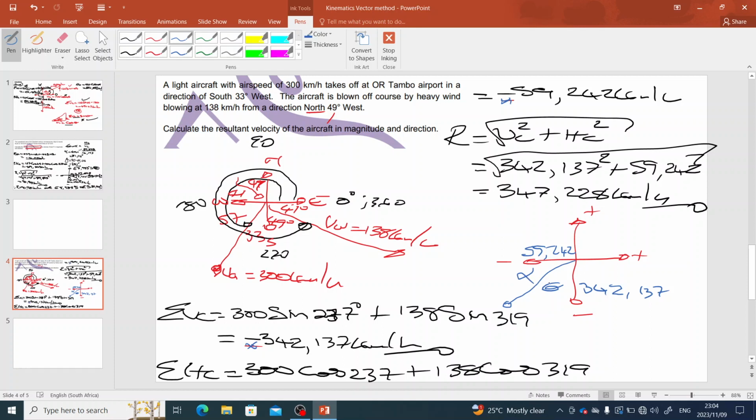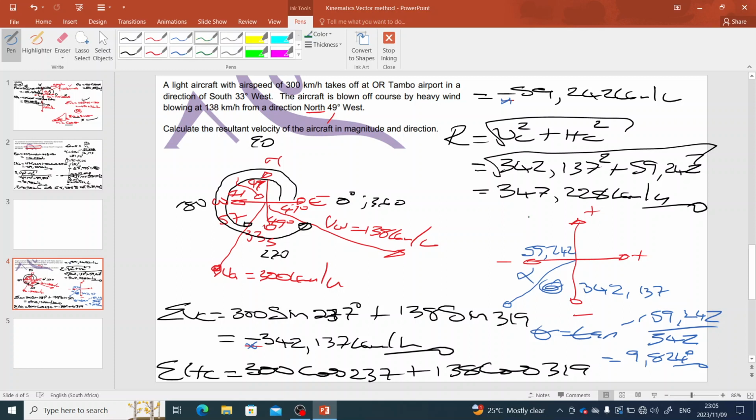In calculating this one, we'll just save time. We'll calculate theta. Then theta equals the inverse of tan of 59,242 divided by 342,137. Right. I got my answer as 9.824 degrees. That means my resultant is close to south.